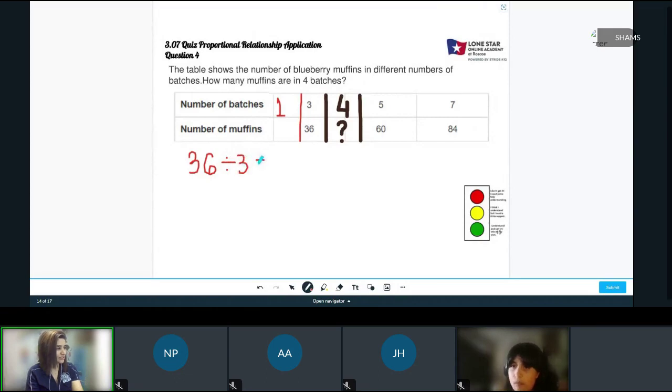That tells you that in each batch there will be 12 muffins, like a dozen of muffins, right? 12 is a dozen. Then you can easily figure out for 4. So you can do 1 times 4 to get to 4. And then 12 times 4 to get to this missing value. And 12 times 4 gets you 48.